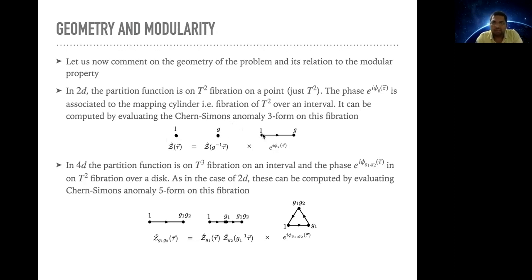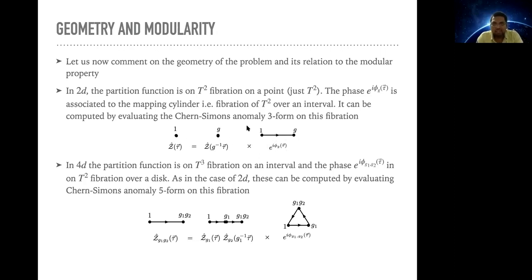As I said, this phase can be evaluated by computing the anomaly Chern-Simons form on the mapping cylinder. The mapping cylinder has as its base of the fibration an interval. Here you have a torus with parameter tau, and here you have a torus with parameter g inverse acting on tau. This interval is the base on which the torus is fibered and changes the complex structure like so. The contribution coming from this fibration is equal to e to the i phi g.